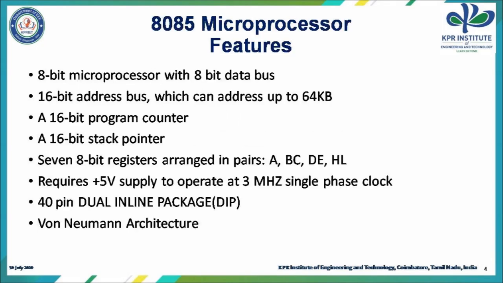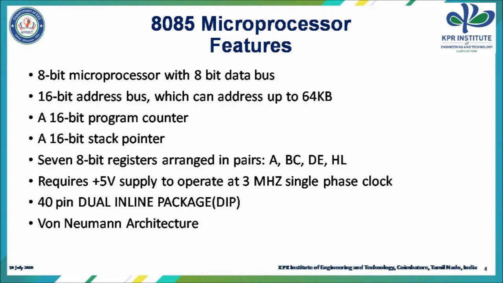Now let us go in depth into 8085 microprocessor. First, let us see the features of 8085 microprocessor. This 8085 microprocessor is an 8-bit microprocessor because the size of the data bus is 8-bit. The size of the address bus of 8085 microprocessor is 16-bit. With this 16-bit, it can address up to 64 kilobytes of memory. It has a 16-bit program counter and 16-bit stack pointers.